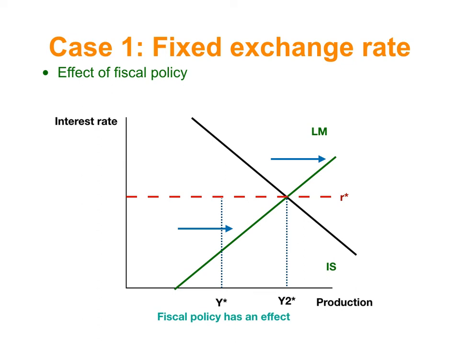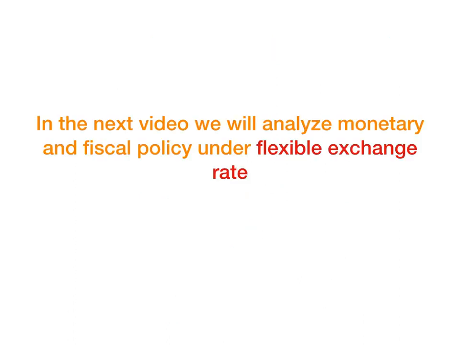So in this case, fiscal policy is going to have an effect. You can see the difference between Y star and Y2 star. There is a difference. So to summarize this video, under fixed exchange rate, monetary policy doesn't have much of an effect, but fiscal policy is going to have an effect.